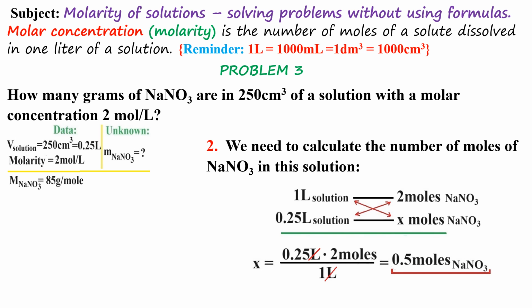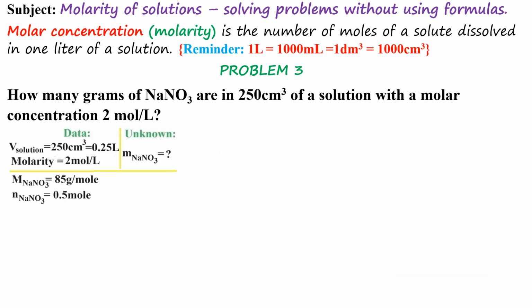So it follows that X equals 0.25 liter times 2 moles over 1 liter. You can see that the liters cancel out here and we get the result in moles. So X equals 0.5 moles of sodium nitrate. Let's write the number of moles of sodium nitrate under the data in the problem.